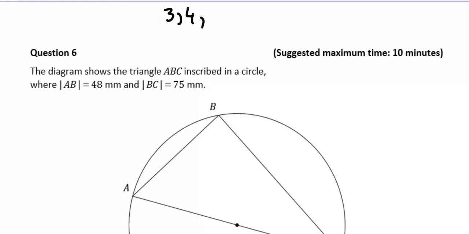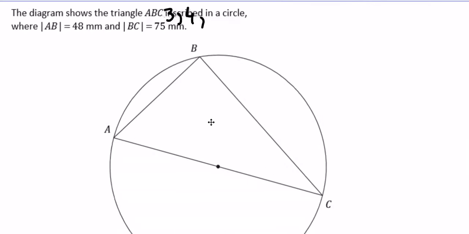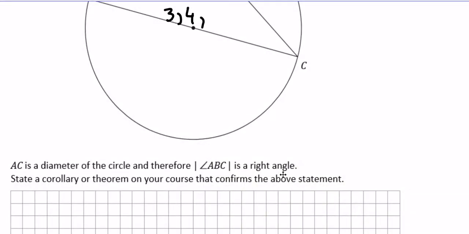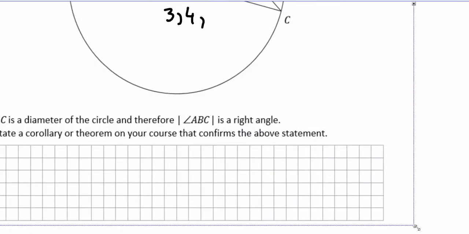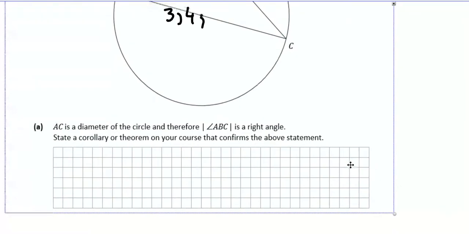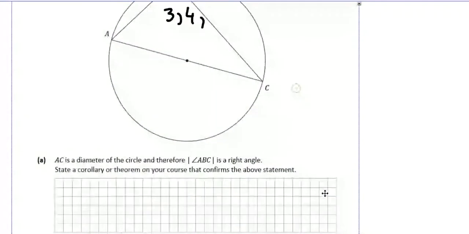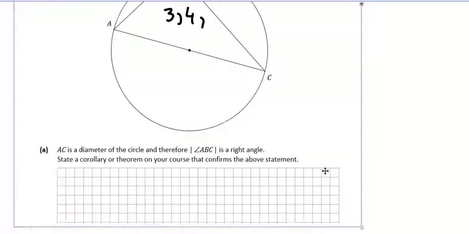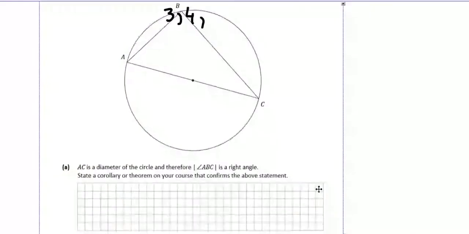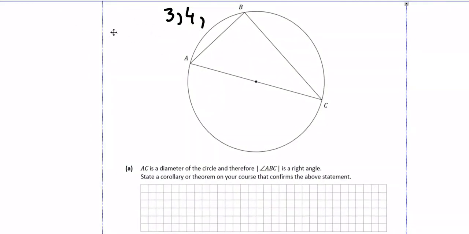The diagram, the triangle is inscribed in a circle. AB is 48 and BC is 75. So we have 48 and 75. AC is the diameter of the circle, and therefore ABC is a right angle. State a corollary or theorem on your course that confirms the above statement. Okay.